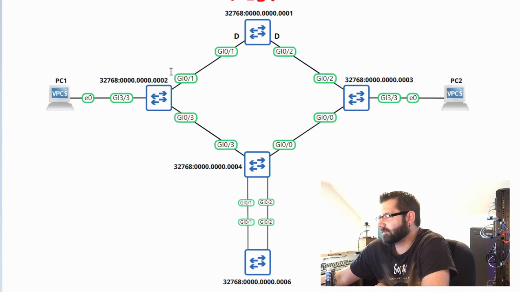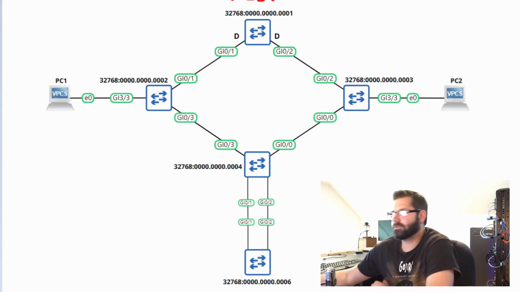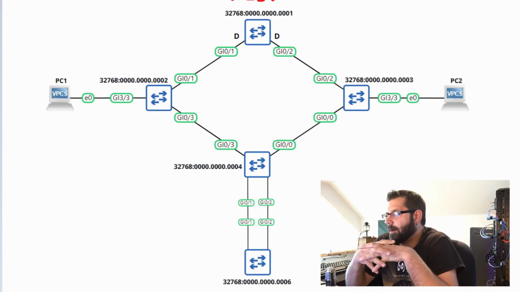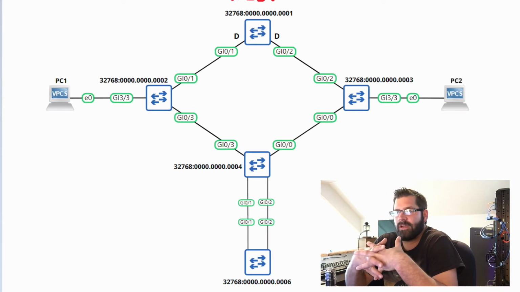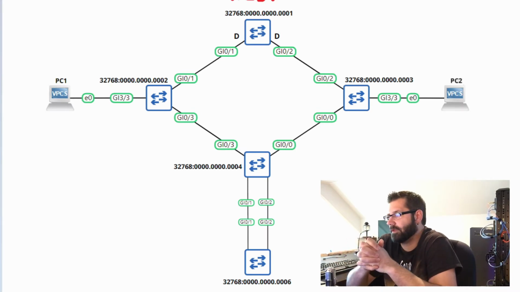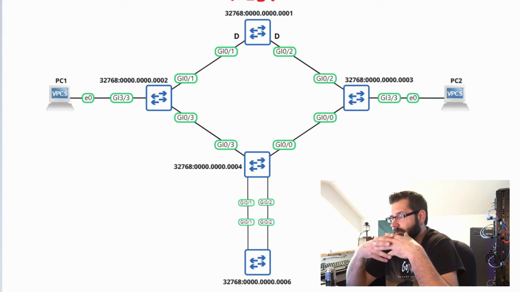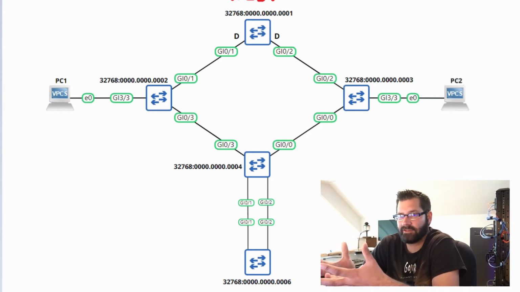So let's look at these other switches. So we will move on to this one right here. First of all, we want to determine what port is going to be the root port. So which interface has the best path to the root bridge? The best cost? Just the best way to get there. Don't overthink it. It's literally the best, the quickest.